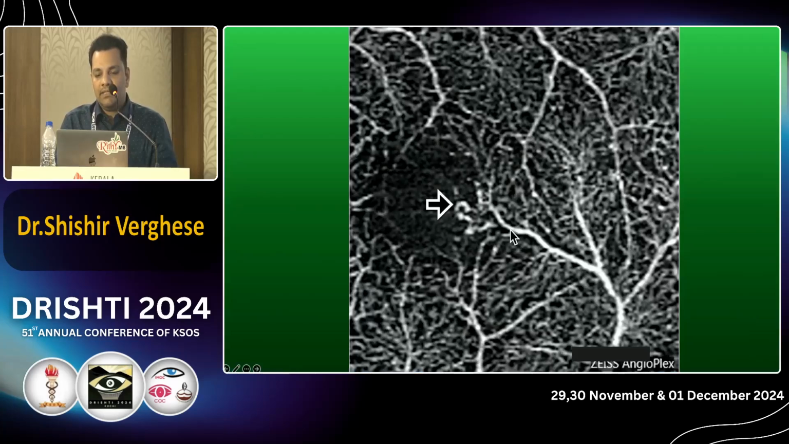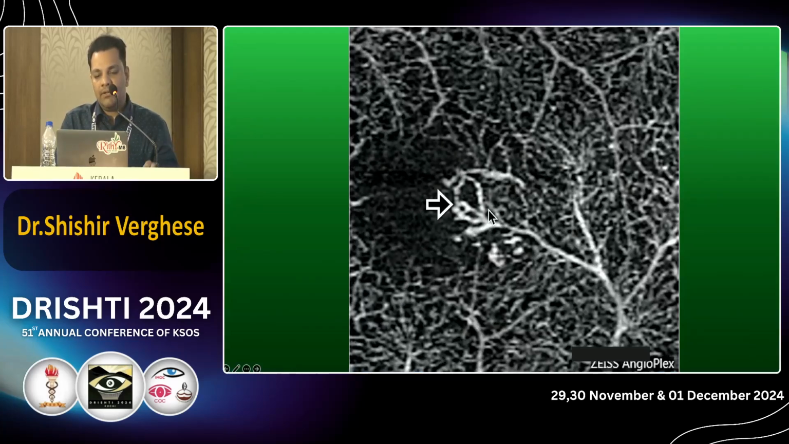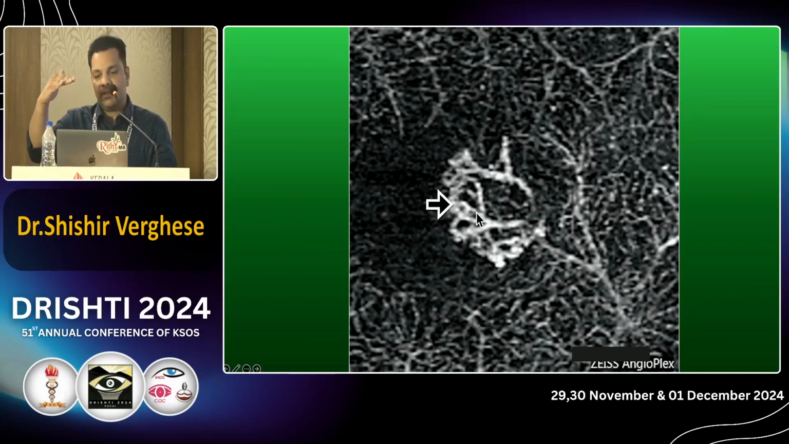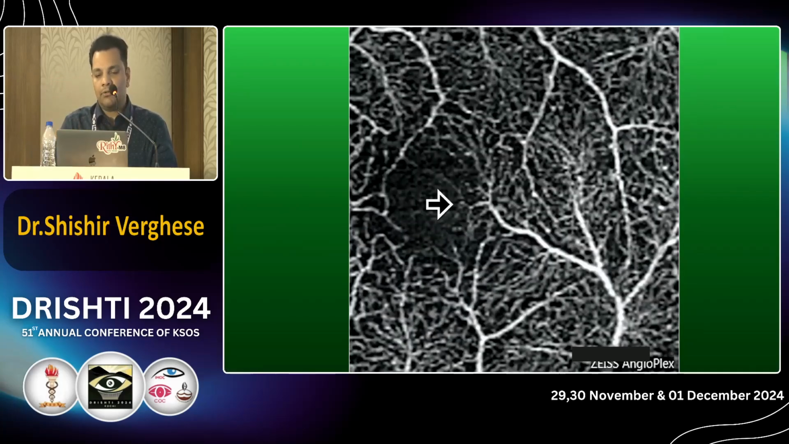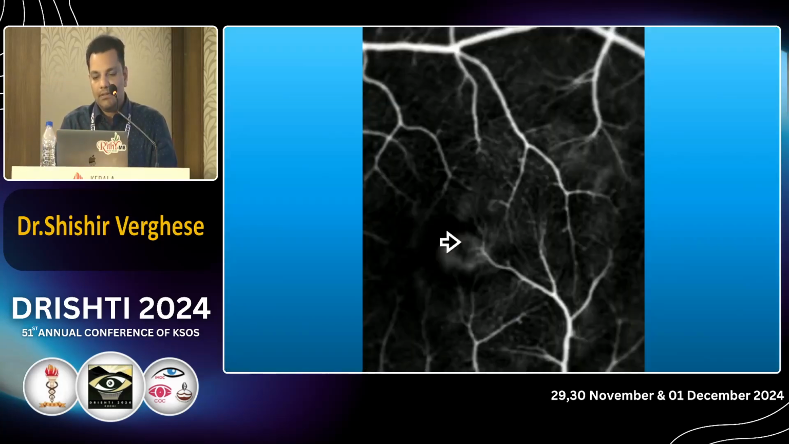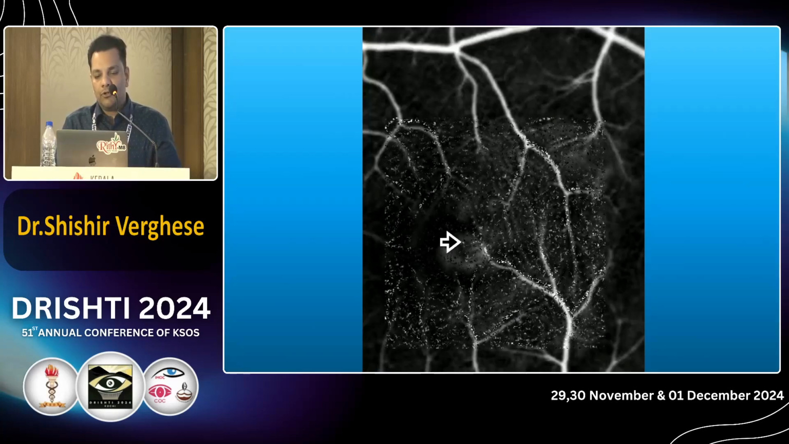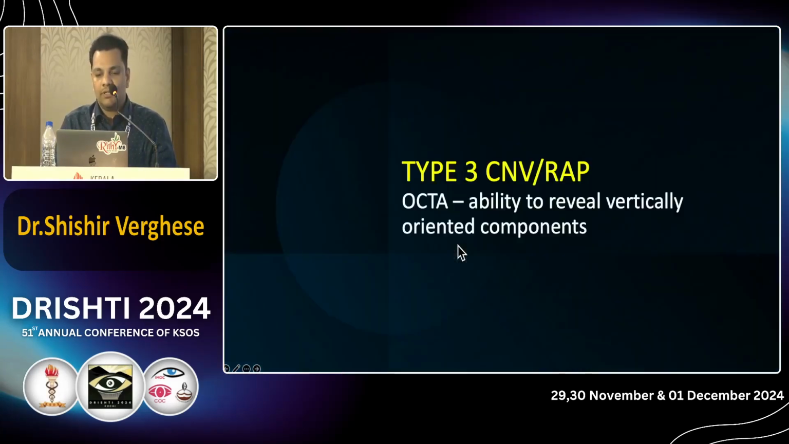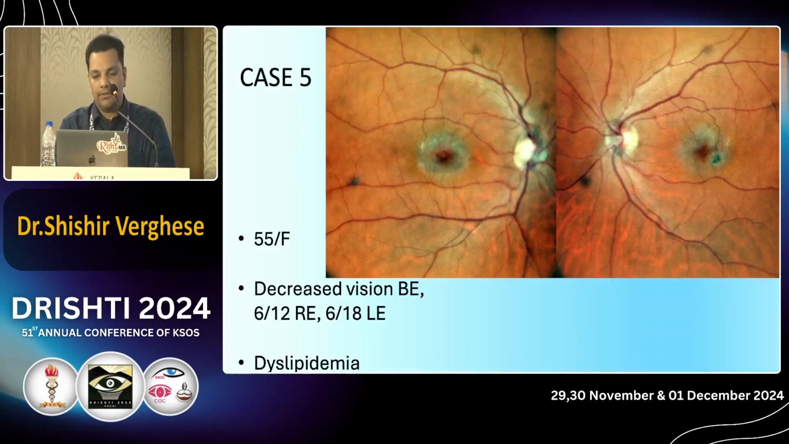So you can see this vessel is going and connecting into the choroidal vessel or to the network underneath, as you go from the retinal plexus down to the choroid. And then when you superimpose onto your angiography image, you get again the same vessel which is dipping down. So here what we have is a type 3 CNV or a RAP lesion. And the advantage of OCTA here is its ability to reveal the vertically oriented components, as you have the vessel which is dipping down into the intraretina and then going on to the choroid.